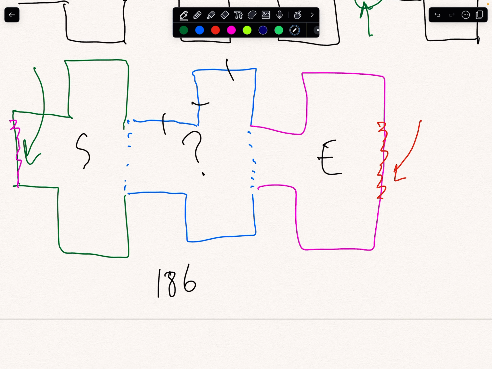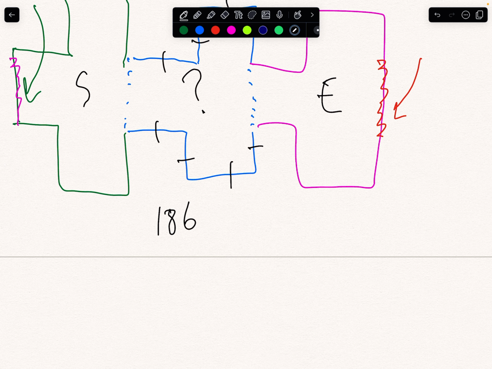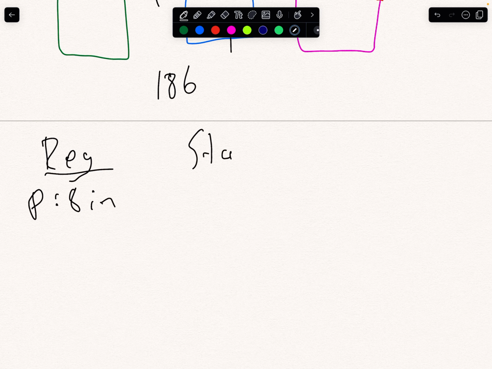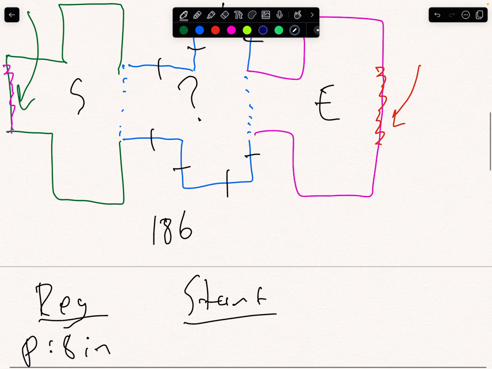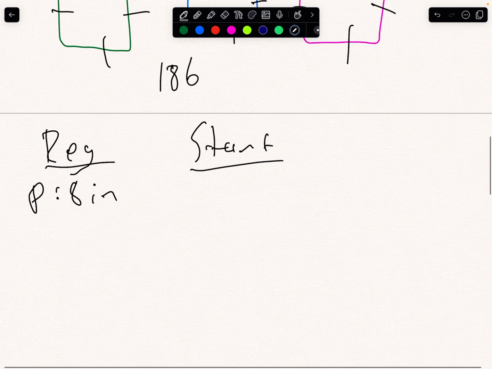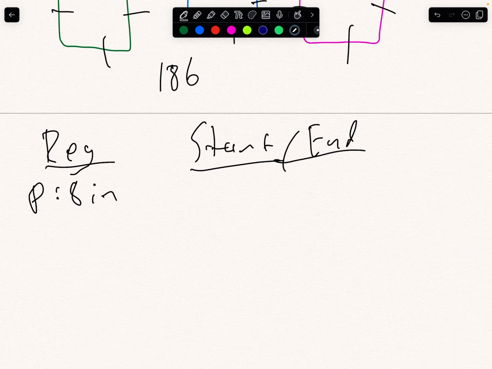What's the perimeter of a regular shape? Well, it's going to be 1, 2, 3, 4, 5, 6, 7, 8. So the perimeter of a regular shape is 8 inches. However, for a start shape, the perimeter is going to be 1, 2, 3, 4, 5, 6, 7, 8, 9. Again, this is because we are drawing in one more line segment. Similarly, the perimeter for the end shape is also going to be 9. So I'm going to write start/end, with a perimeter of 9 inches.